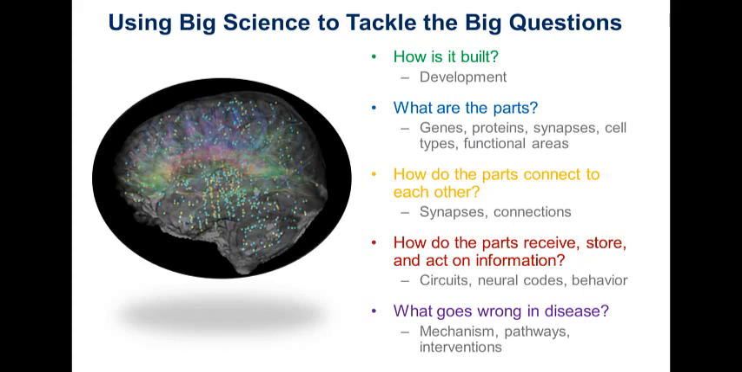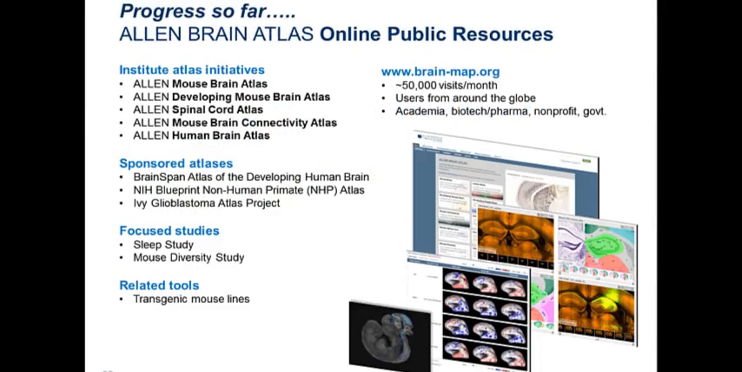We're an organization that is uniquely set up to tackle really big questions, like how is the brain built? And what are the different parts of the brain? And how do all these different parts connect? How do all of these different parts receive, store, and act on the information? And then also what goes wrong? So we're able to ask these large-scale questions, and then the answers that we come up with, we put online so that they're free for you to use.